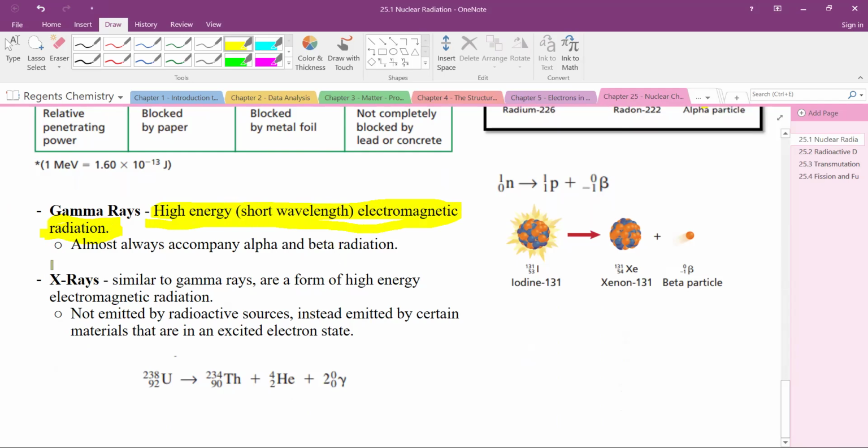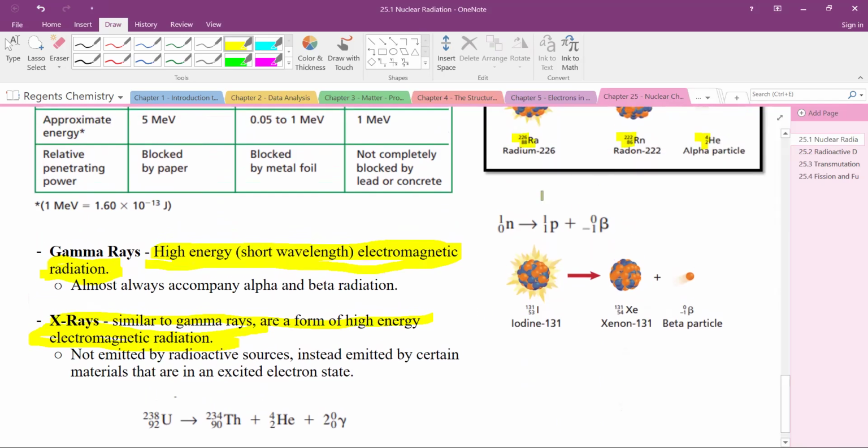X-rays, on the other hand, are similar to gamma rays in that they are a high energy form of radiation. They are carcinogens, but they are not actually emitted by radioactive sources. They are instead emitted by certain materials in an excited electron state, kind of like how light can be emitted.